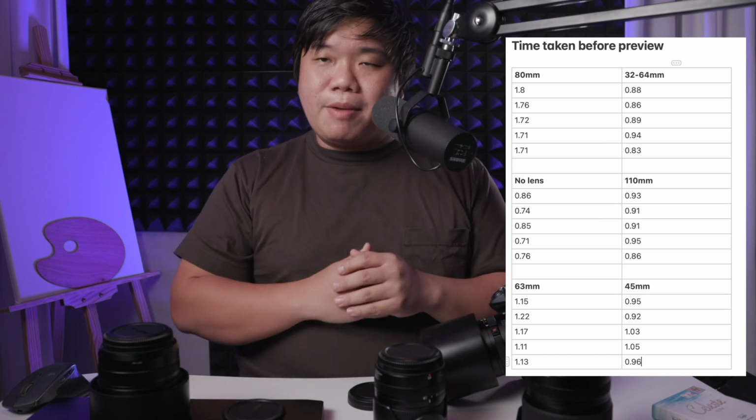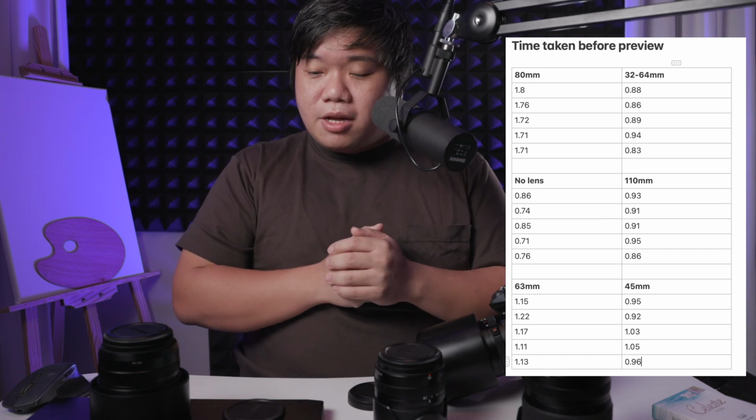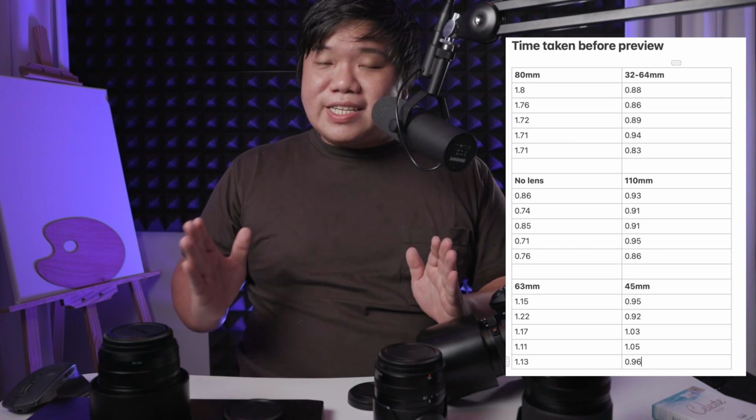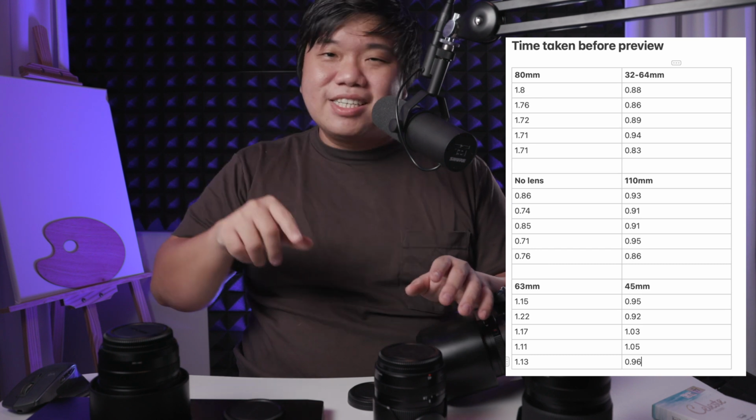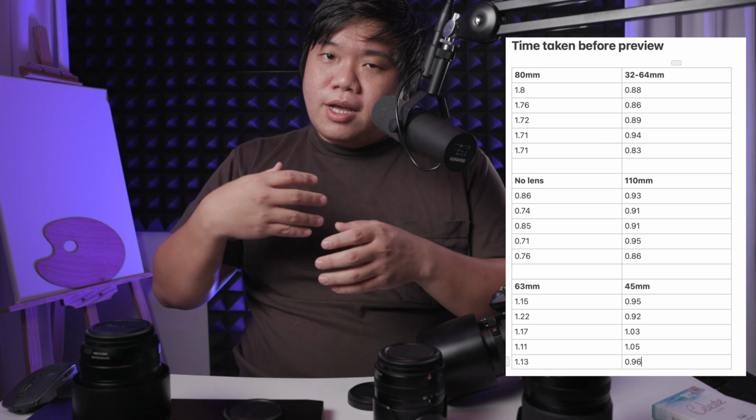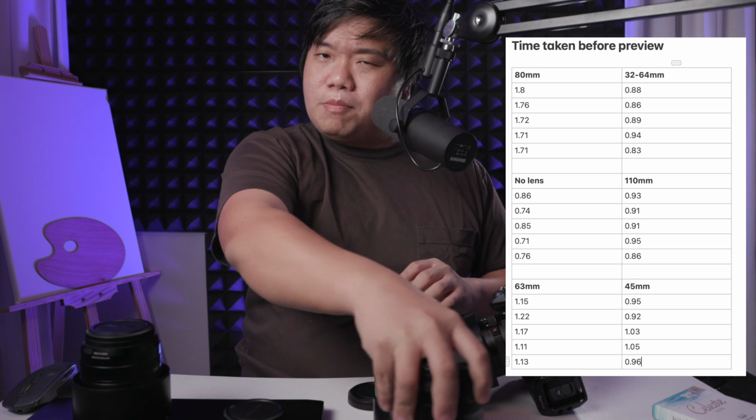So to help you guys, I did a measurement across the lenses I have, which includes the 45mm, 63mm, 110mm, 32-64 and the 80mm. I don't have the 250 anymore because I sold it away. But let's take a look at the results here. As you can see, the 80mm is the slowest. By the way, all of the numbers are in seconds. So 1.8 seconds is probably the average time the 80mm requires to park the lens and show you a preview. And the fastest lens is the 32-64 I have here at less than 0.9 seconds normally. Without any lens, it goes as low as 0.7 to 0.8 seconds.